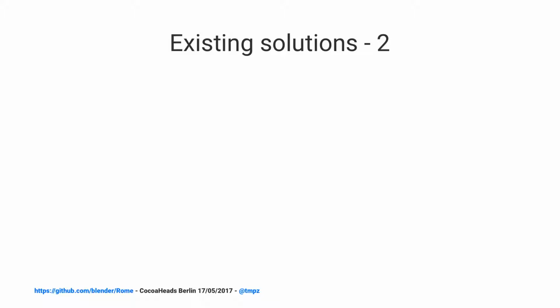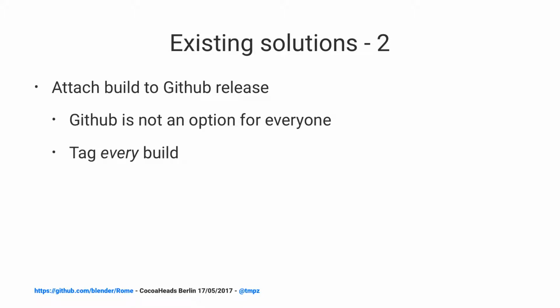Another way that you could potentially solve this problem is you could attach binaries to GitHub releases, right? But GitHub, unfortunately, is not an option for everybody. If you use other systems like Bitbucket or SourceForge or others, then you cannot use these features, right? On top of it, this is just hypothetical, but you would have to tag every build that you make, not just the release, right? You have to attach the binary and so on and so forth.